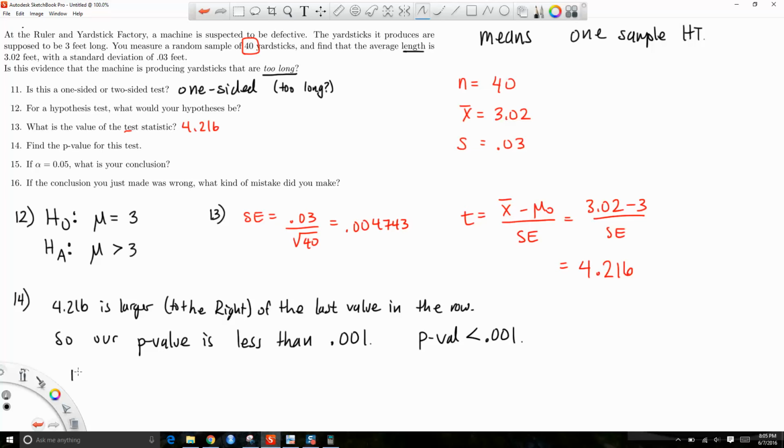So if our alpha is 0.05, what's our conclusion? Alpha is 0.05, our p-value is less than alpha, so we would reject the null hypothesis. What does that mean? We have evidence that the machine is producing yardsticks that are too long.